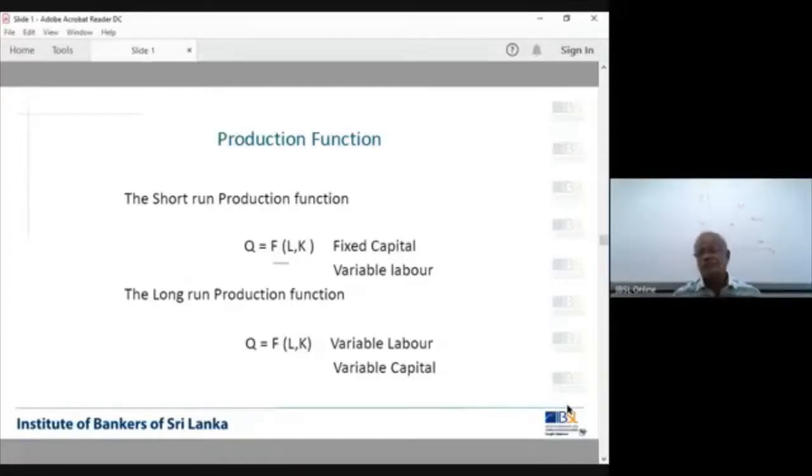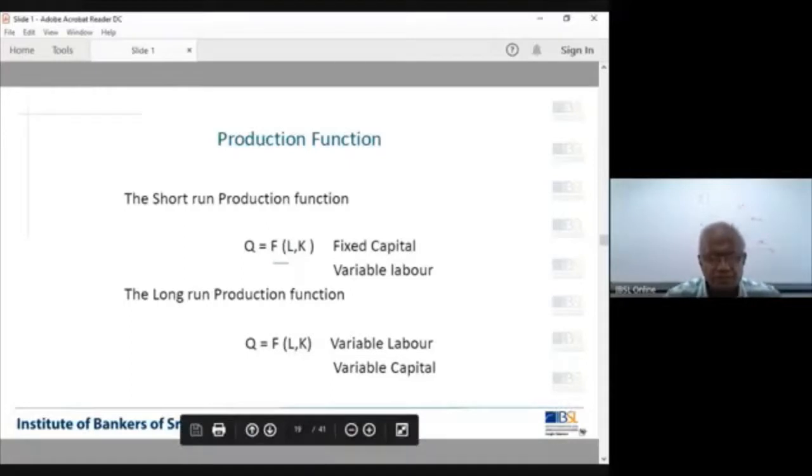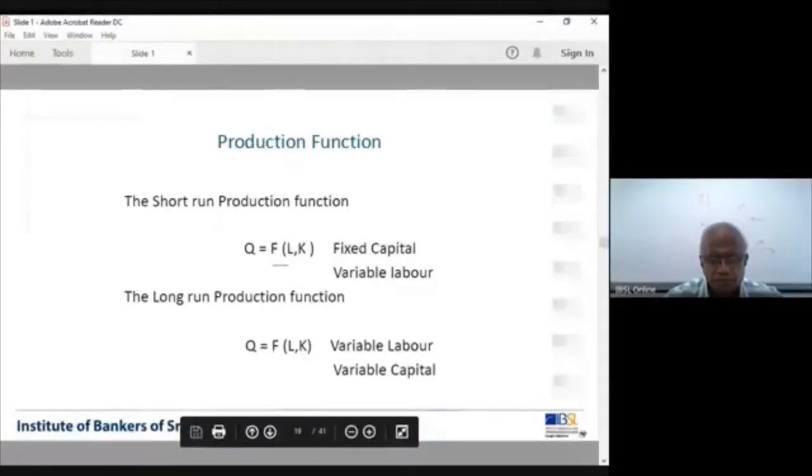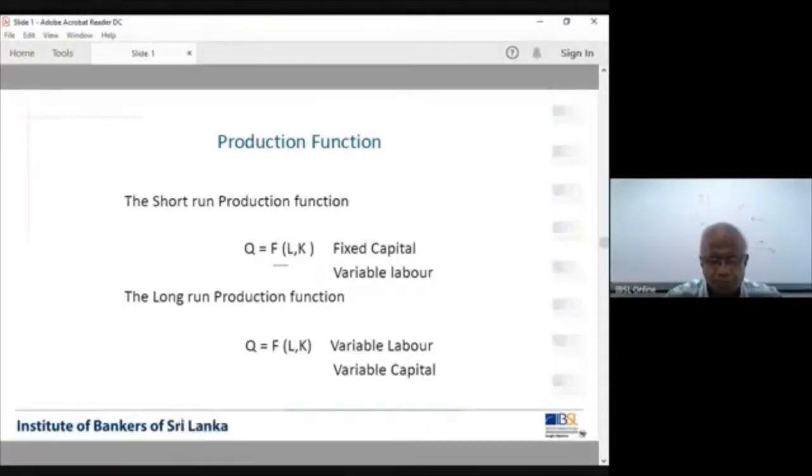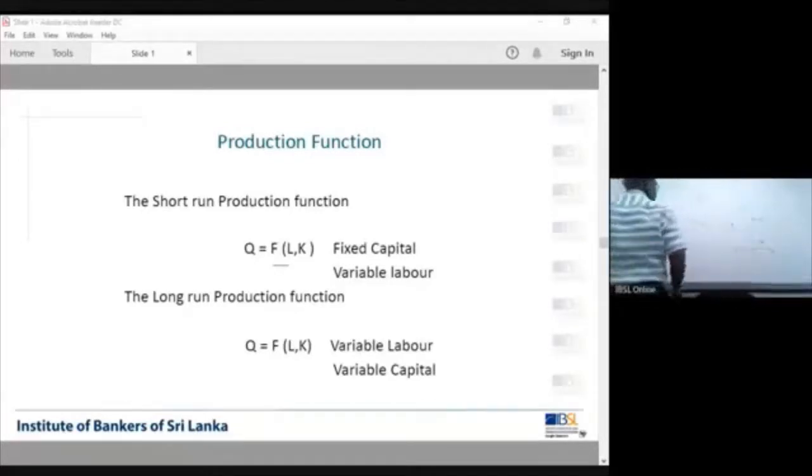Therefore, accordingly, you have two production functions: the short run production function and the long run production function. I'll write down these two functions. Take down. The short run production function is this.